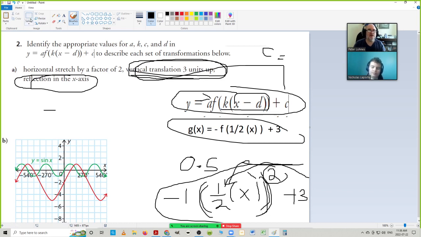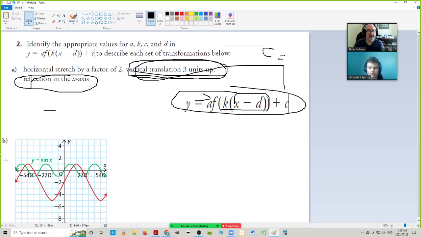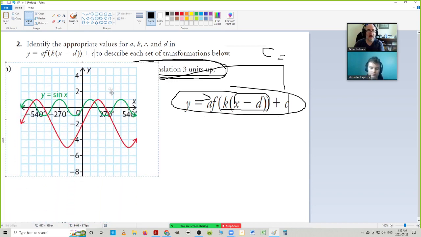Now we're going to move on to a slightly harder thing. We're going to take our same formula, and now they just give us a graph. Ah, I hate sine curves. Ah, I love sine curves.